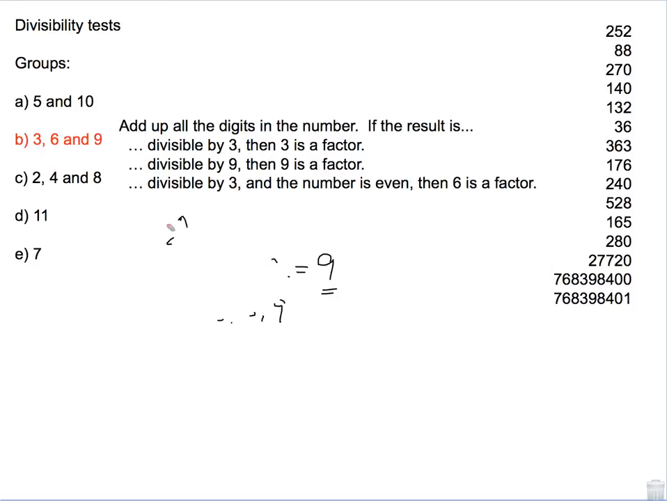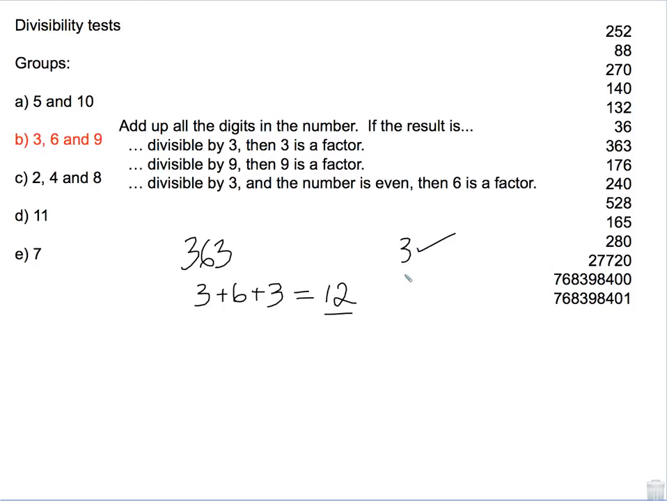Let's take a look at another number. We'll take a look at 363. So 3 plus 6 plus 3 equals 12. Now 12 is divisible by 3, and it is divisible by 6, but it's not divisible by 9. So 3 is a factor, 6 is a factor, 9 is not.